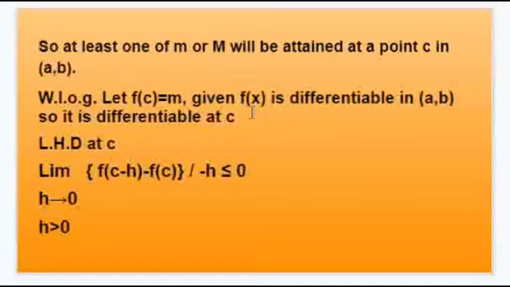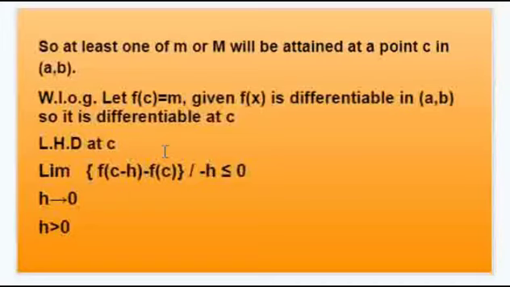Now we are given that f(x) is differentiable in the open interval (a, b), so it is differentiable at the point c also. It means the left hand derivative at the point c equals the right hand derivative at the point c. Now, the limit as h tends to 0, h greater than 0, of f(c minus h) minus f(c) divided by minus h.